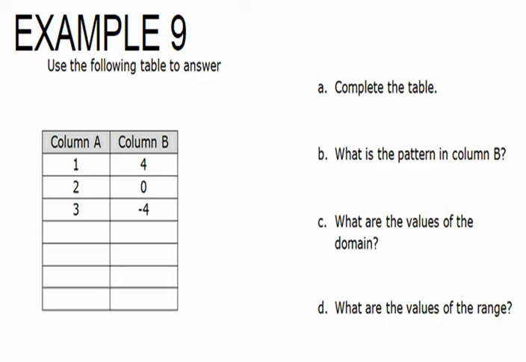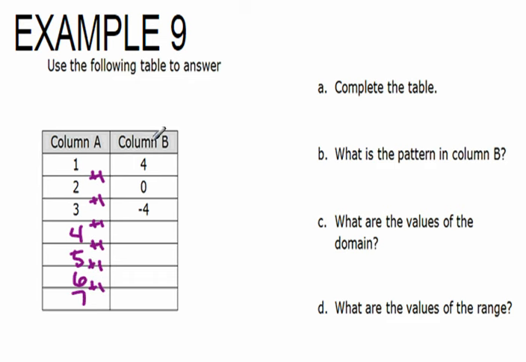In this example, we are asked to use the table to answer a couple of questions, starting with complete the table. To complete the table, we've got to look at the pattern that's occurring between each set of numbers. So to go from 1 to 2, we are adding 1, and from 2 to 3, again, that's an increase of 1. So each time we're going to increase by 1, which means we're going to get 4, 5, 6, and 7. Again, each time that's a plus 1.